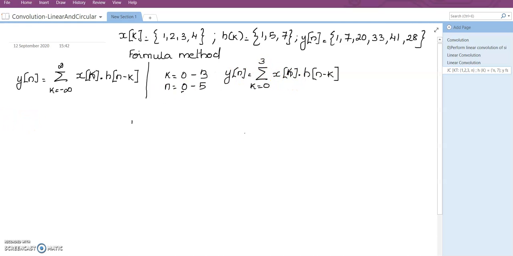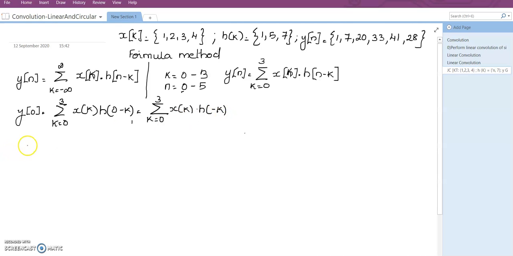So we know that we are supposed to find out the output. So the first output that we are going to find out is y of 0. So to find out y of 0, we'll have summation k equal to 0 to 3 x of k into h of n minus k, that is 0 minus k. So that will become summation k equal to 0 to 3 x of k into h of minus k. So when we expand this particular formula, no need of summation anymore, we'll just substitute the value of k and solve it.